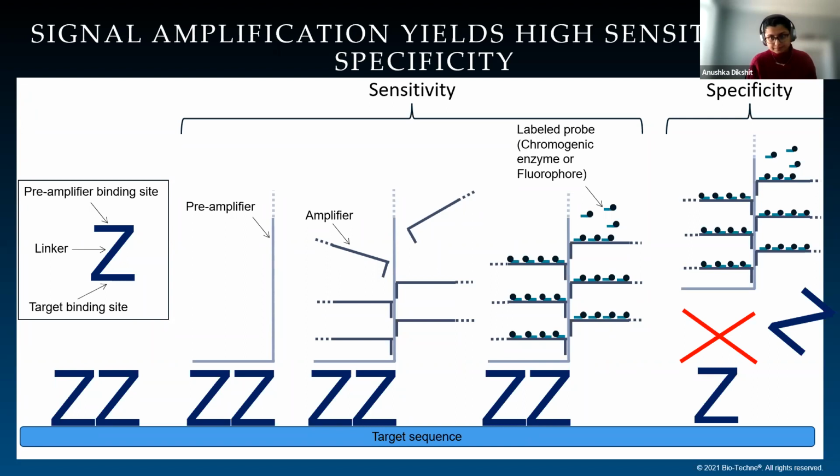Now, how do we ensure specificity? As I mentioned, this preamplifier binds only to a pair of Z probes. So if a single Z molecule non-specifically binds to another sequence that is not the intended target sequence, then the preamplifier will not bind onto the Z probe, and there won't be any amplification tree formed. So this ensures very high degree of sensitivity and specificity, giving you that high signal to noise ratio with a very low background.